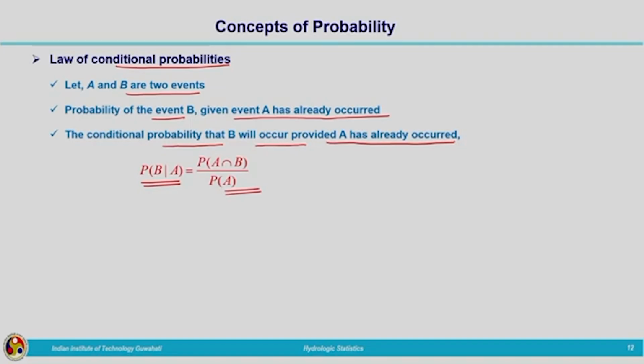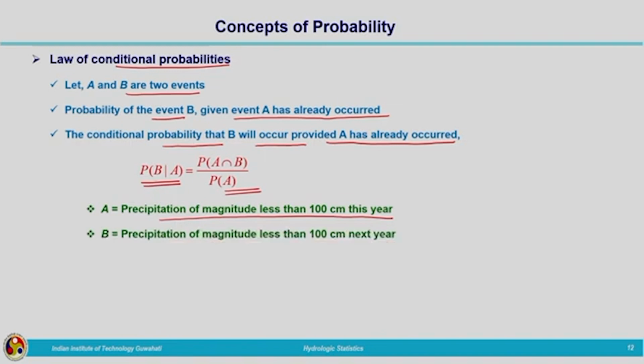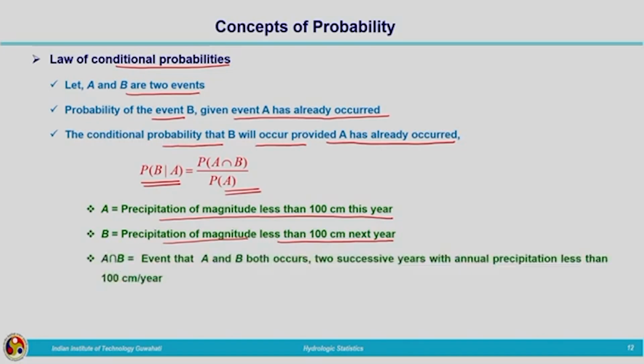One example we can take: event A is the case with precipitation of magnitude less than 100 centimeter this year, and event B is precipitation of magnitude less than 100 centimeter next year. A is representing a precipitation less than 100 centimeter this year, and B is the event representing the precipitation which is less than 100 centimeter next year. A intersection B is the event that A and B both occur, that is, 2 successive years with annual precipitation less than 100 centimeter per year.